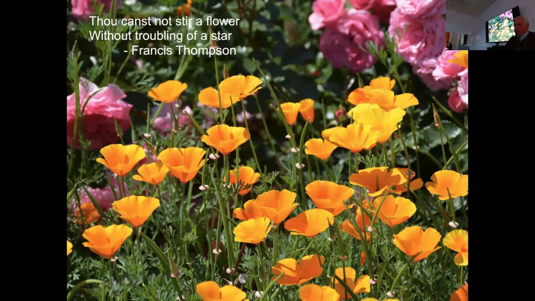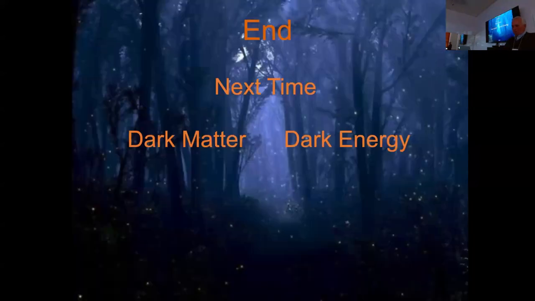Okay, well, I'm going to end with a poem. "Thou canst not stir a flower without troubling of a star," which a poet in the 19th century wrote. He kind of sensed this connection, even though at that time it wasn't known. Okay, and the next time we're going to talk about dark matter and dark energy. That's it for today.